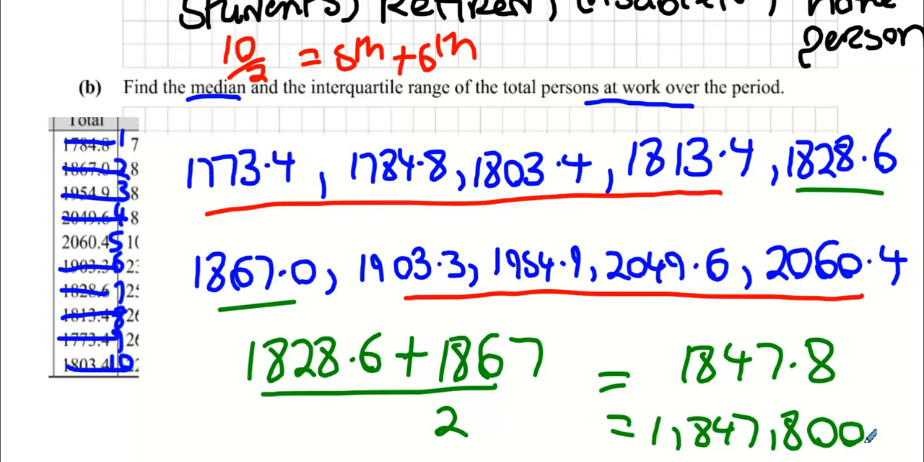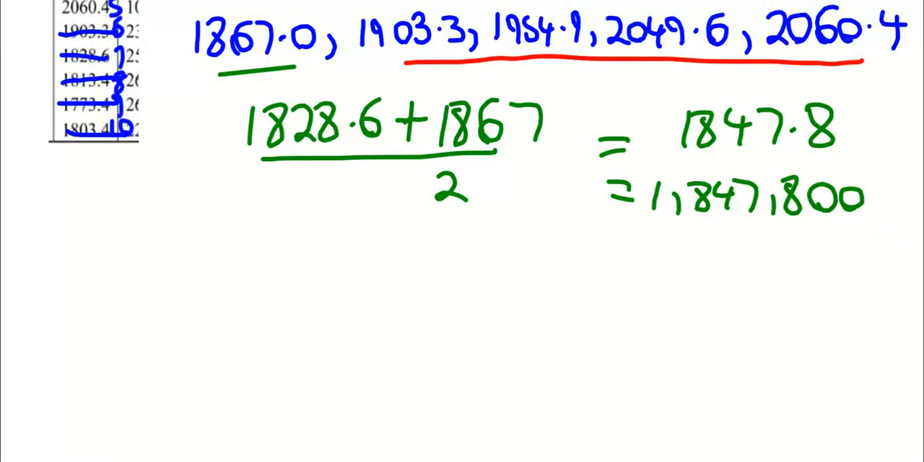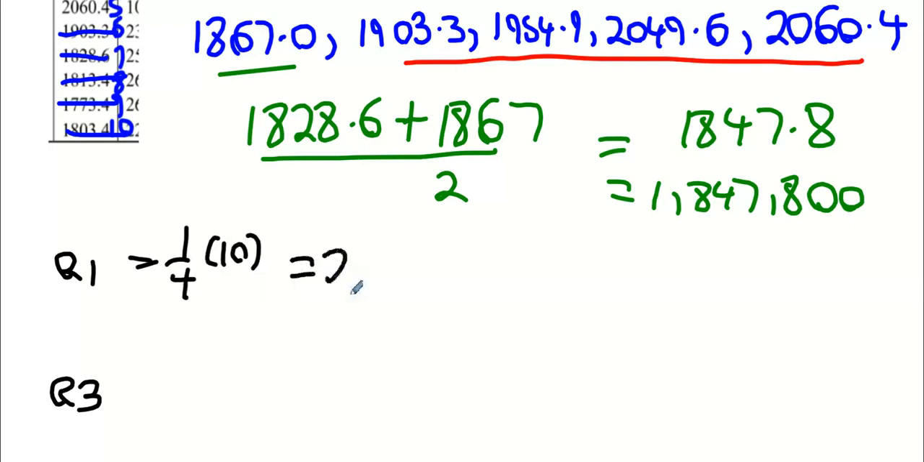Because it represents hundreds of thousands. Okay. Interquartile range is going to be tough. How do you find the interquartile range again? You get Q1, then you get Q3, and you take them away from each other. What's a quarter of 10? And you always round. Third position.